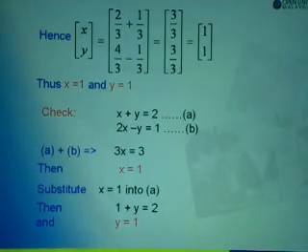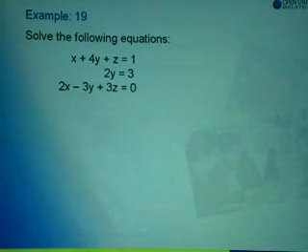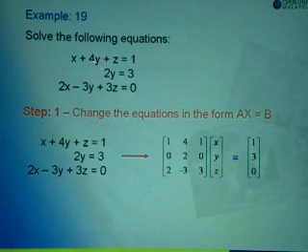y equals to 1. So the same goes for the inverse matrix. Now let me show you another example. This time it involves a 3 by 3 matrix where we are given 3 equations. So the first step is to convert these equations into the matrix equation of AX equals to B.